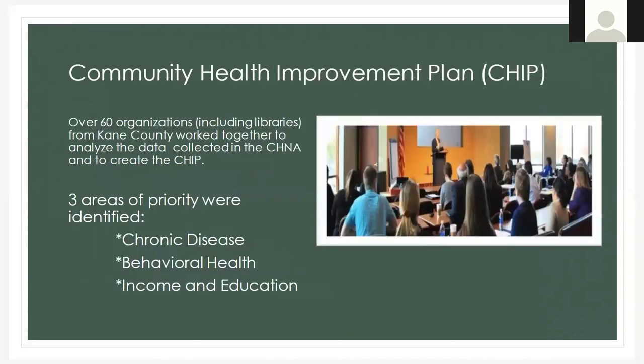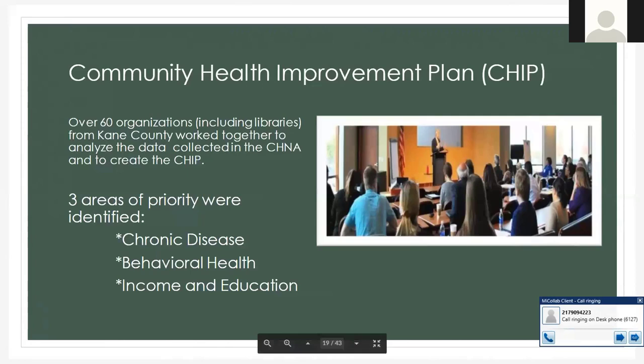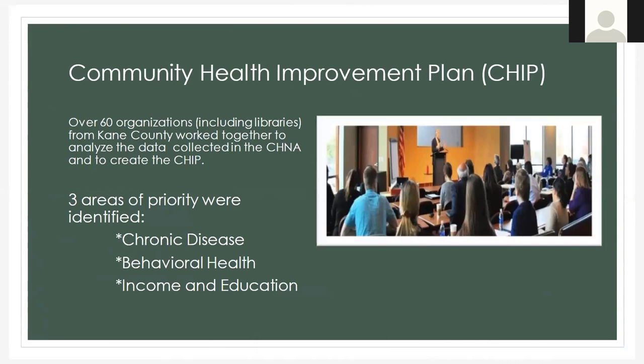Then my next acronym is CHIP, our Community Health Improvement Plan. So once we conduct our CHNA, our Community Health Needs Assessment, we take time to analyze all of the data that we've collected to identify what our Community Health Improvement Plan should be, or our CHIP. The Community Health Improvement Plan brings together over 60 organizations in Kane County, including libraries, working together to analyze the data and to create what we find from the data to be our priority areas. So our current Community Health Improvement Plan identified our areas of focus as chronic disease, behavioral health, and income and education.